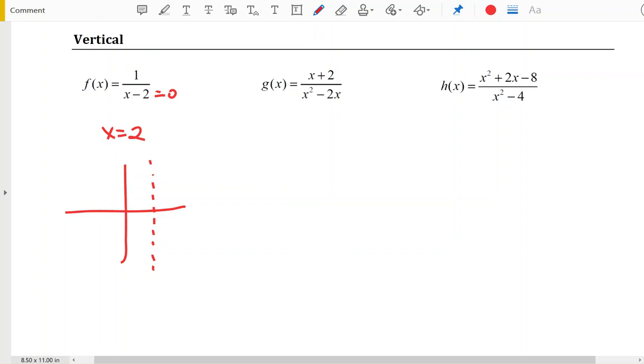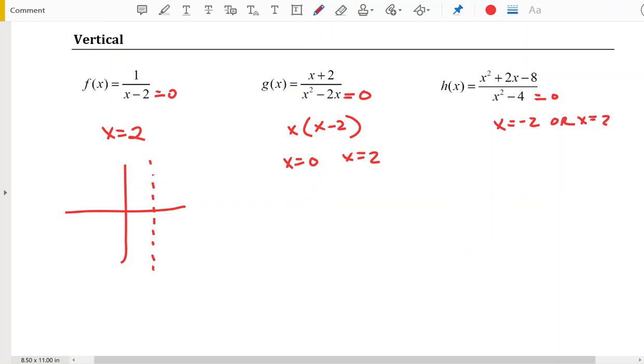For g of x, we're going to do the same thing, but figuring out when this denominator is equal to 0 is going to require some factoring. And so once we factor, we'll find that x can equal 0 or x can equal 2. So this graph will have two vertical asymptotes. And for the third one, the same process. And we'll find once we factor that x can either equal negative 2 or x can equal 2.